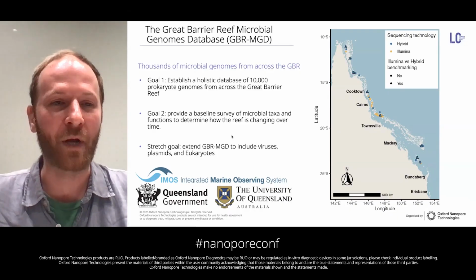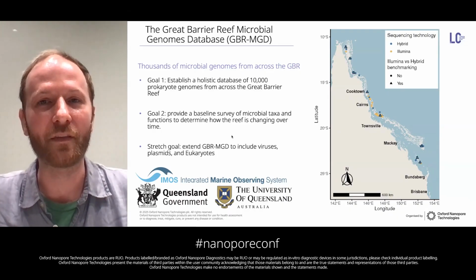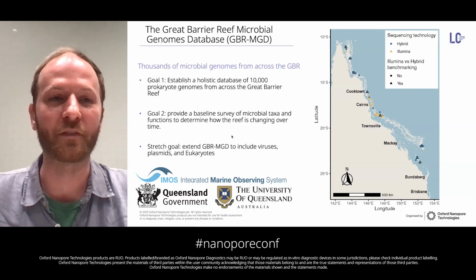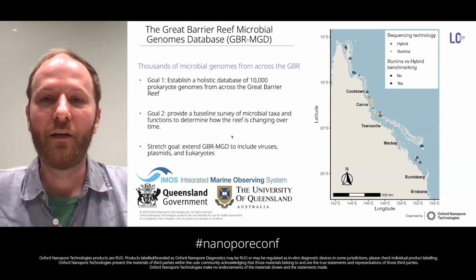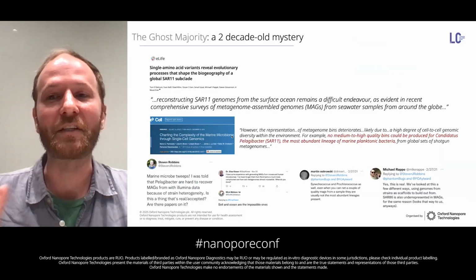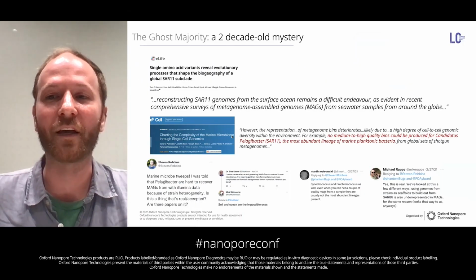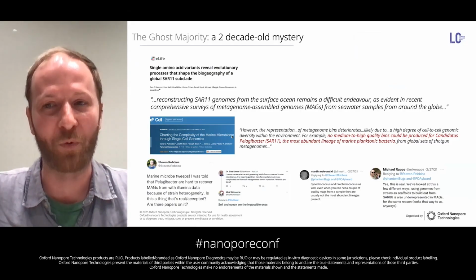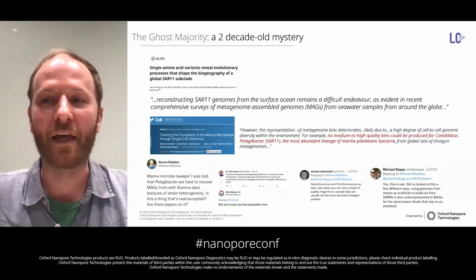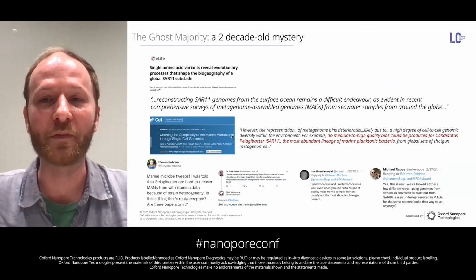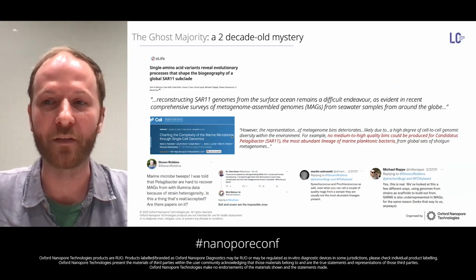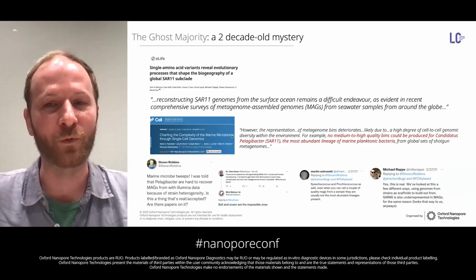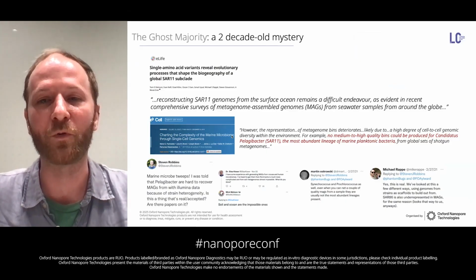And then we had a stretch goal where we wanted to extend the GBR-MGD to include viruses, plasmids, and eukaryotes. I have to take a detour here, a bit of a side quest, because I want to hammer home this point. The goal of getting 10,000 microbial genomes from seawater was a huge problem because we knew that microbes from marine systems don't sequence well.